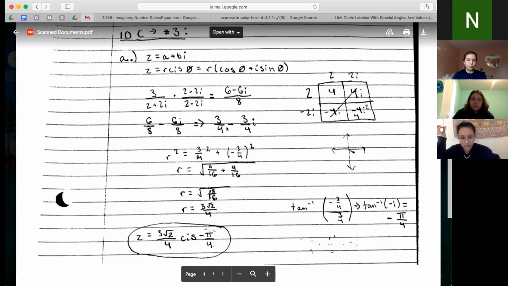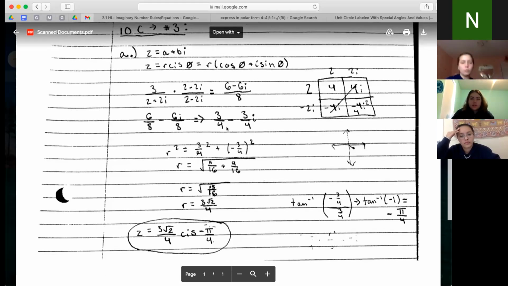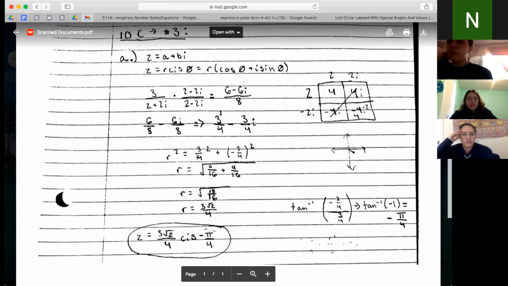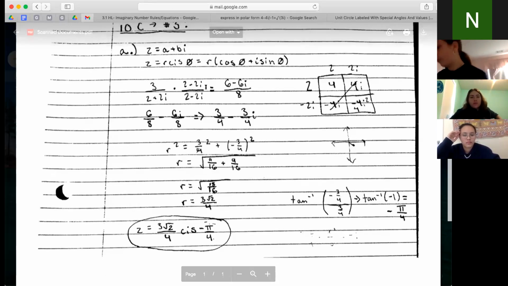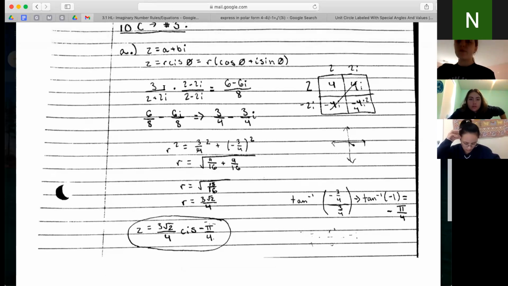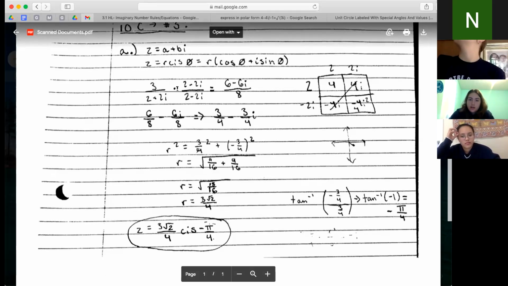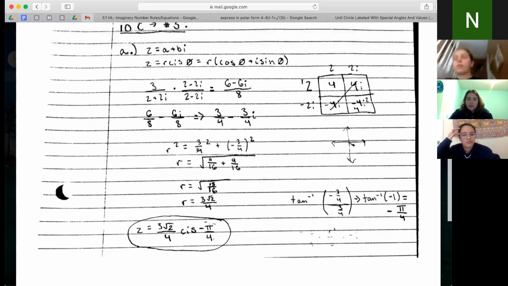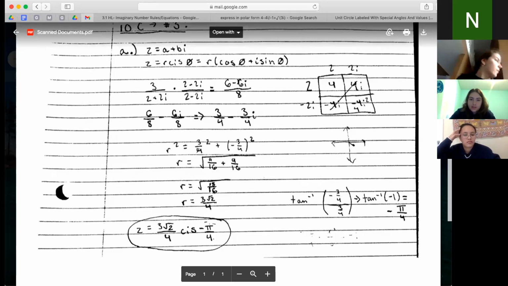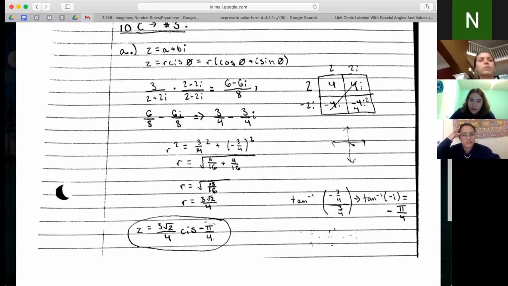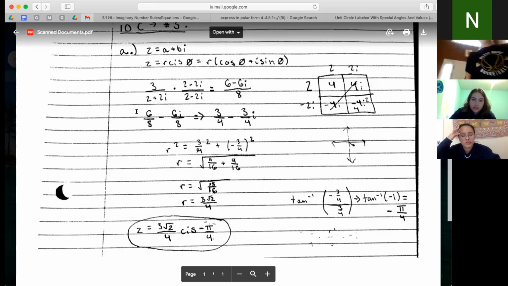This is similar to the stuff we've already done. It's just more tedious because you have to convert it into polar form. So you start with 3 over 2 plus 2i, and you multiply it by the conjugate in order to get rid of the 2 plus 2i in the denominator. When you multiply that out, that comes out to be 6 minus 6i over 8. So then you would just go down here.